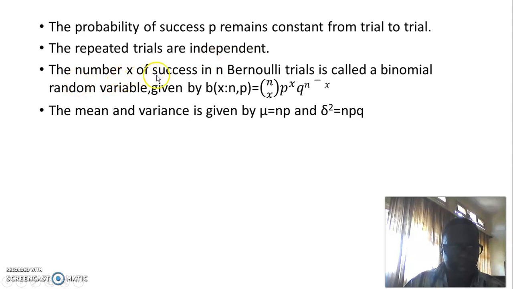The number x of successes in n Bernoulli trials is called a binomial random variable if the probability distribution is defined by this function: n combination x, p to power x, q to power n minus x, where n is the number of trials, x is the number of successes, p is the probability of success, q is the probability of failure. The mean and variance are given by mu equal to np, and the variance is given by np times q.